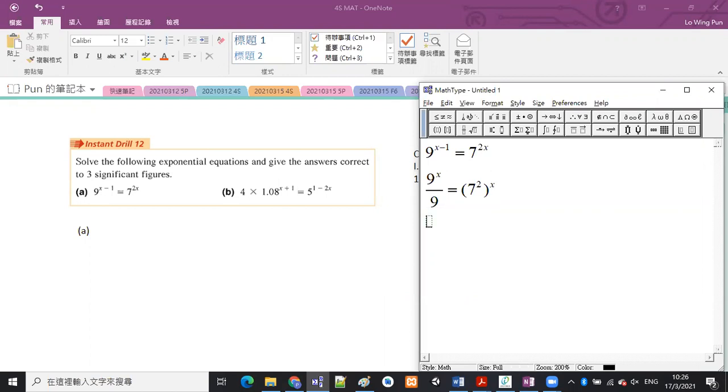And then we have 9 to the power x over 9 is equal to 49 to the power x. And I multiply the 9 to the right and divide the 49 to the power x to the left. It becomes 9 to the power x over 49 to the power x is equal to 9. And on the left-hand side, both numbers are of power x, so we can take out the power x like this.